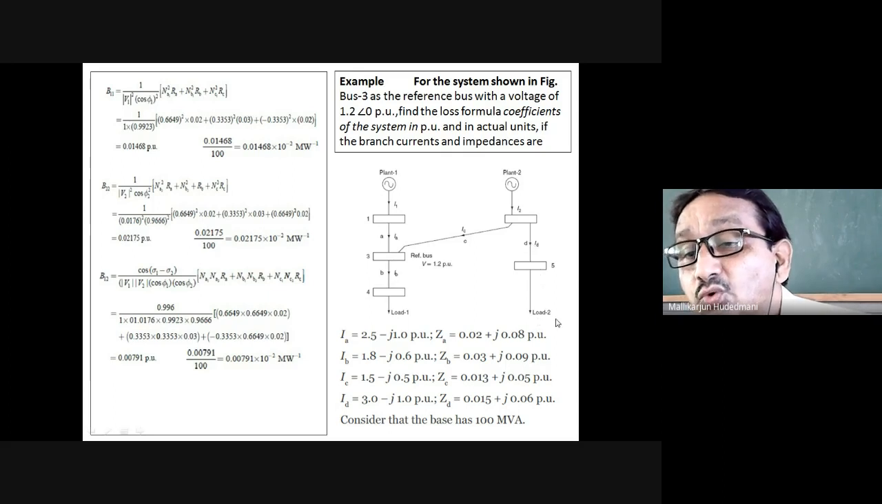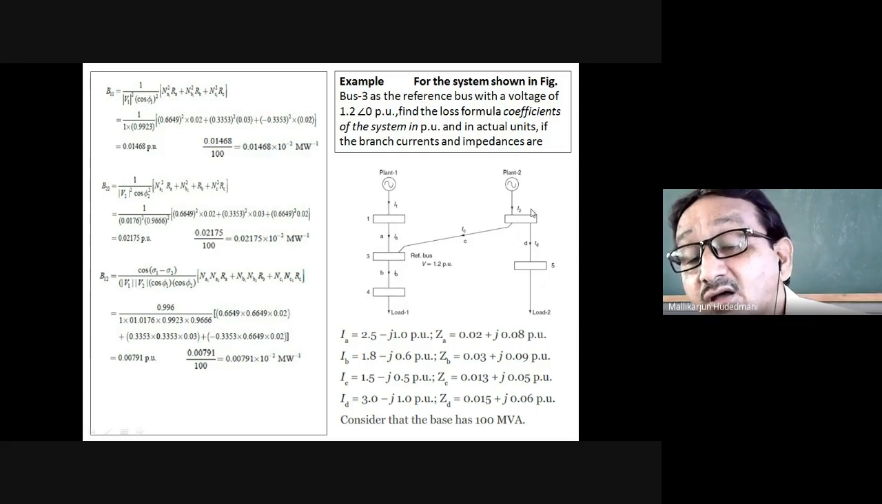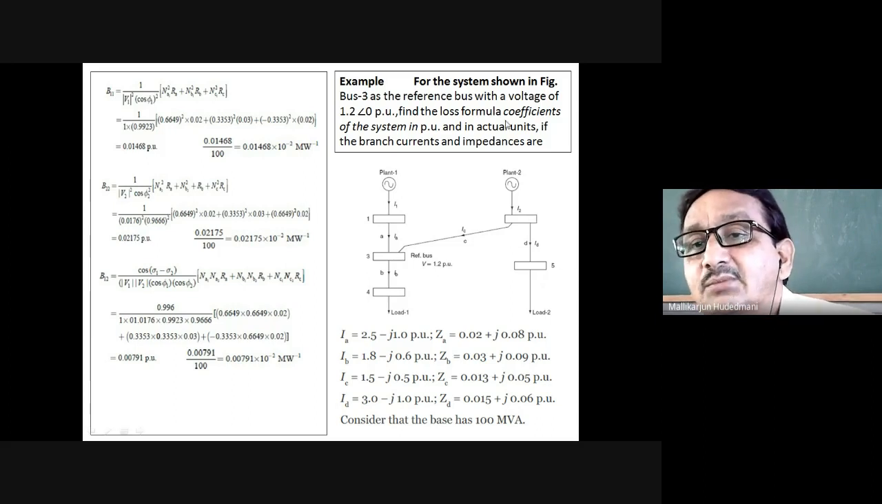Then there is load 2. No matter, total load is load 1 plus load 2. How is it flowing? Which are all the elements responsible for the loss calculation? We have to correlate. For that, just see the problem.